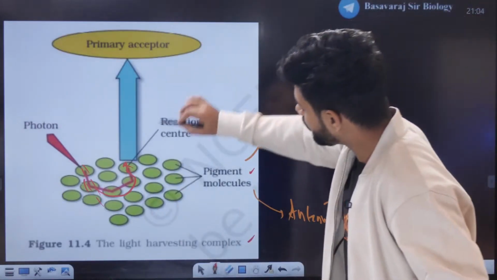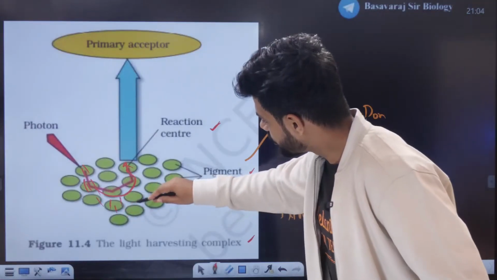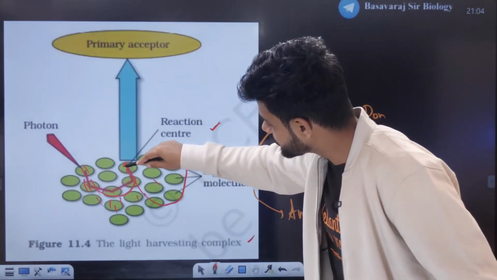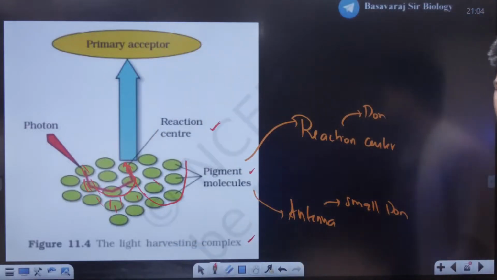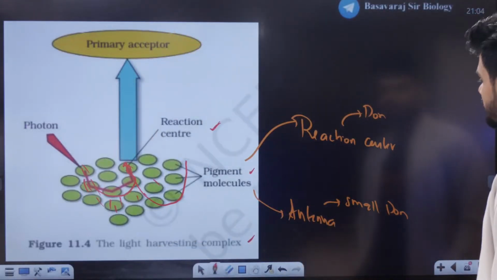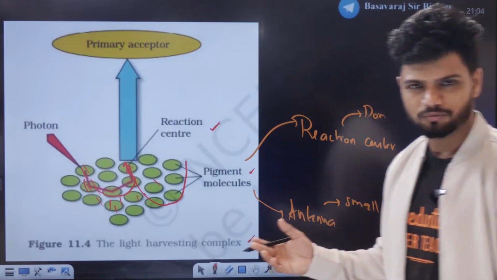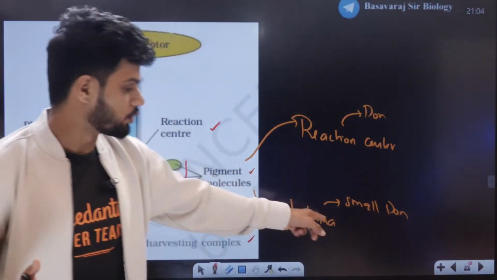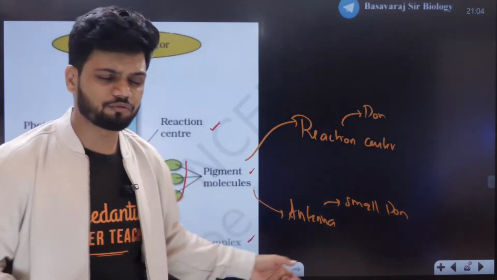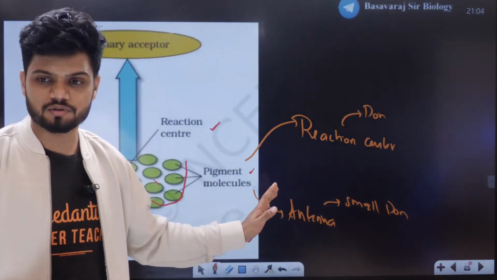Now, here all the energy is transferred. Can you see? All the energy is trapped and sent to the main boss, and energy is going up. Reaction center example, I'll tell you. The reaction center example is chlorophyll A. Chlorophyll B, carotenoids, and xanthophyll are the examples of antenna molecules.